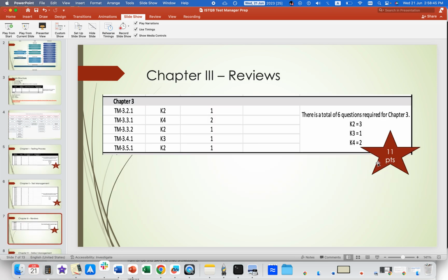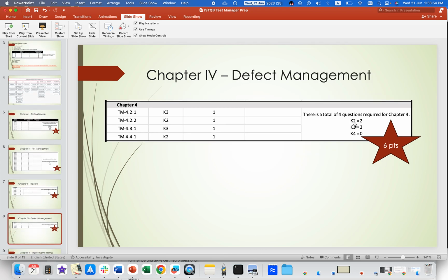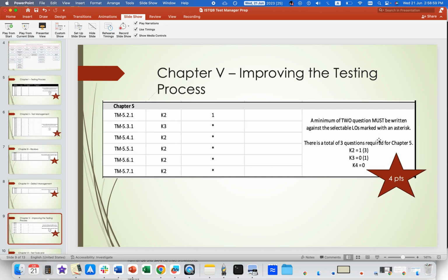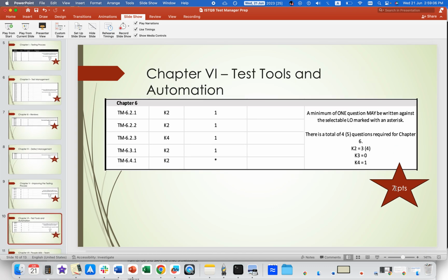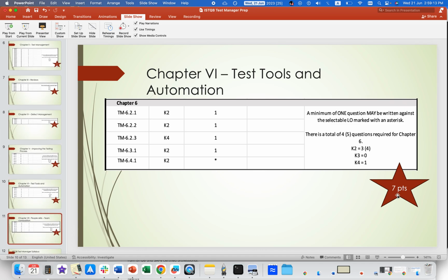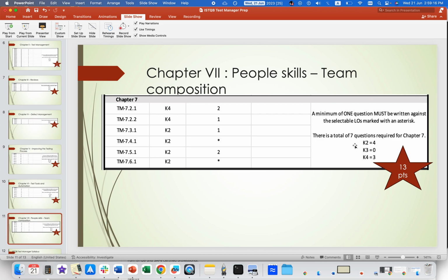Okay. Then number 3 is reviews, and you can expect 11 points actually from this chapter, and total 6 questions. Chapter 4, defect management, 4 questions, 6 points. Chapter 5, improving the testing process, you can have 3 questions and 4 points. Test tools and automation, 4 or 5 questions from this chapter and total 7 points. And chapter 7, total 7 questions you can expect and total 13 points.